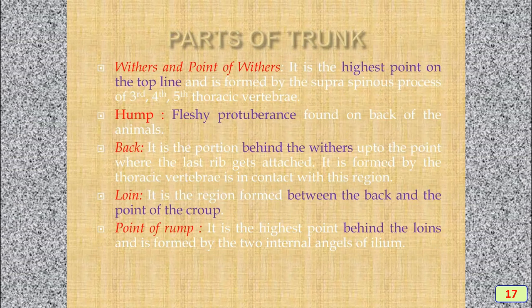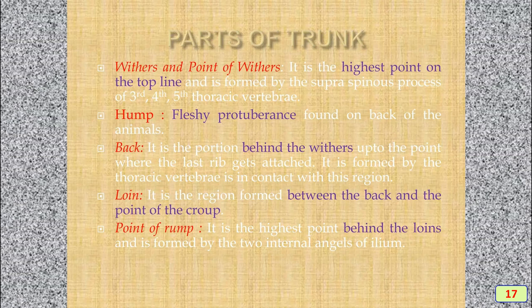Now the parts of the trunk. The withers, and the point of the withers, is the highest point on the top line and is formed by the supraspinous processes of the third, fourth and fifth thoracic vertebrae. Then the hump is a fleshy protuberance found on the back of the animal, and the back is the portion behind the withers, up to the point where the last rib gets attached.